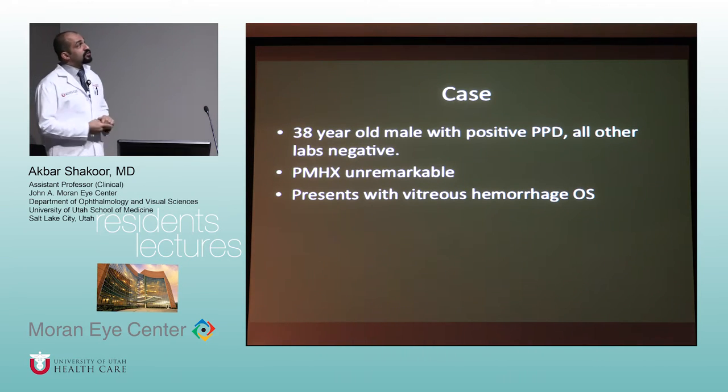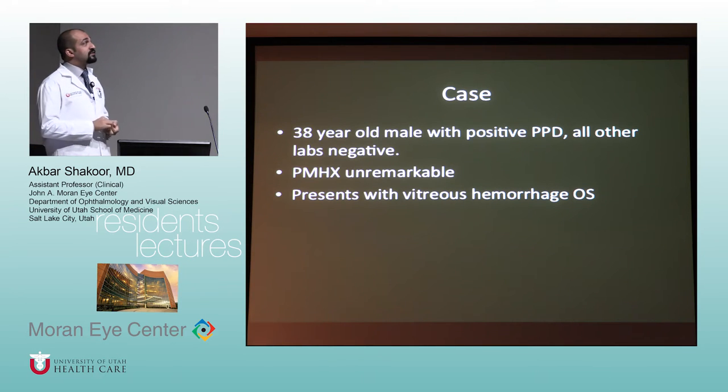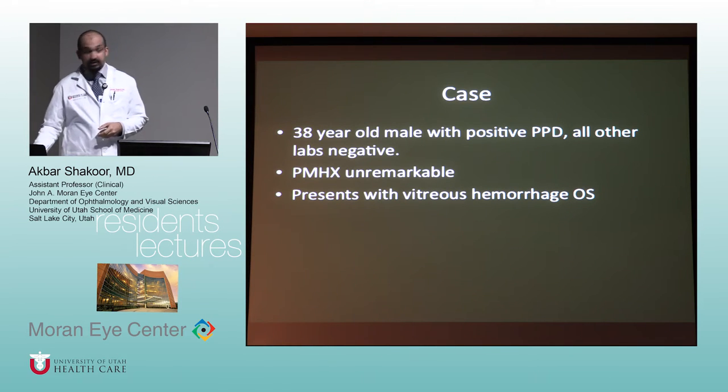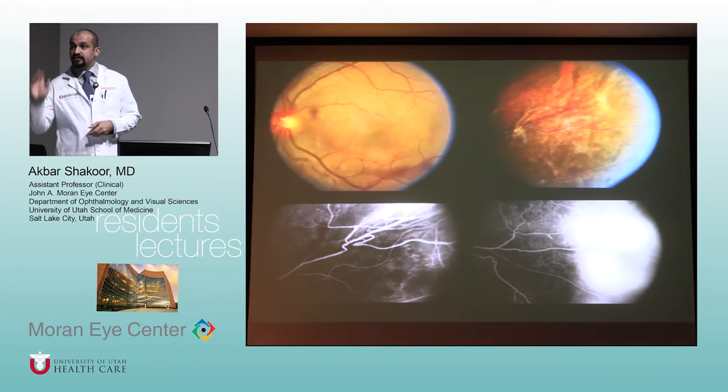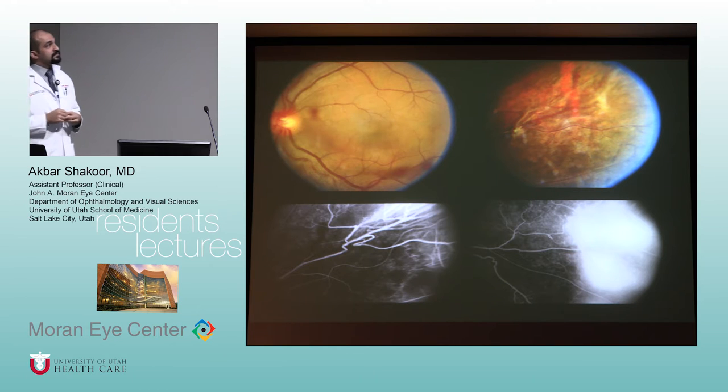This is a 38-year-old male with a positive PPD. All of the labs are negative. Past medical history is unremarkable, and he presents with a vitreous hemorrhage. Bleed. So looking at the photo of the left eye.